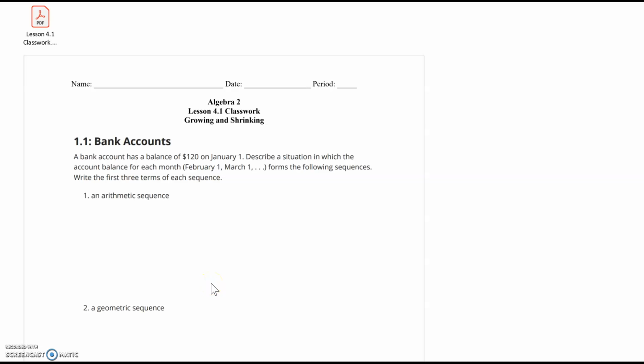Okay, we're going to start our Unit 4 here, and Unit 4 is all about exponential functions. So here we go with Lesson 4.1. We'll start with problem set 1.1, and just a little bit of a review.